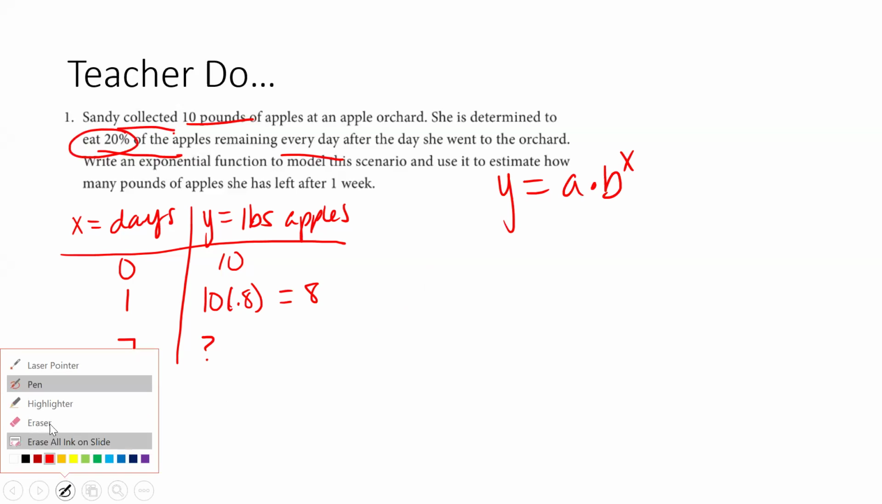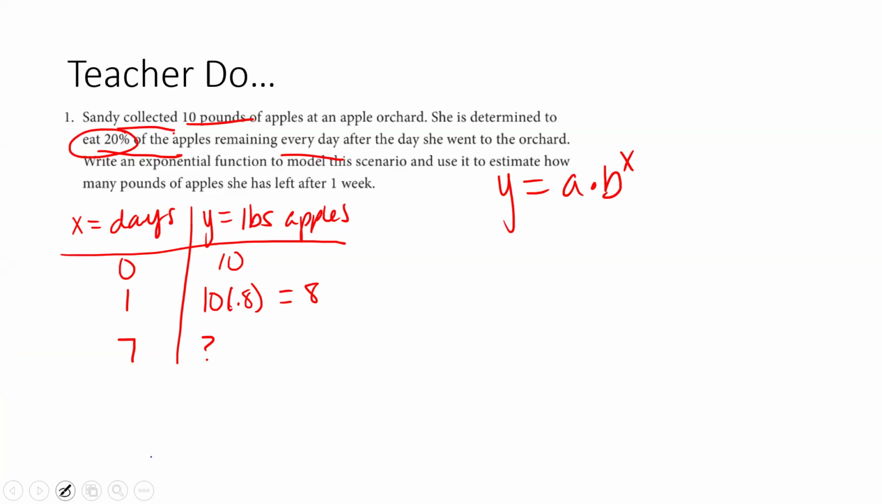So for this problem, our A, that's going to be our initial. Your initial is when X equals 0. Remember, we're not using regressions. We're not editing. We're not doing that. We're doing it completely by hand. Got it? Your B is your growth or decay factor.